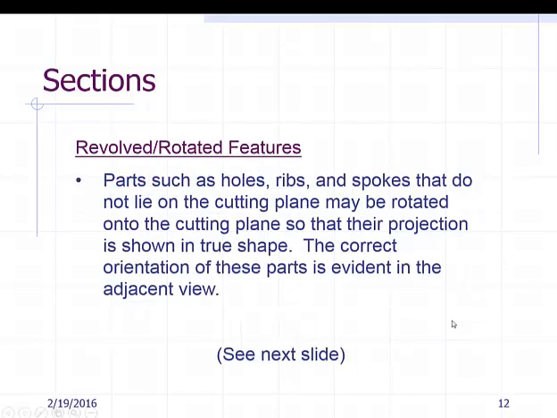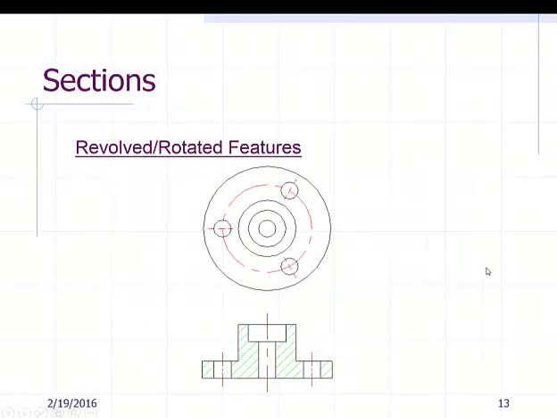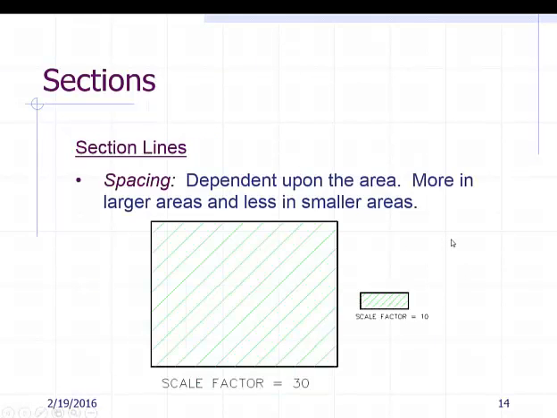And then when we get into some more complex parts and assemblies, there's certain things that we don't section, such as holes is pretty obvious, but ribs and in assemblies, pins and connectors and fasteners and things like that. Again, rotated revolve stuff we'll come back to in the next couple days.